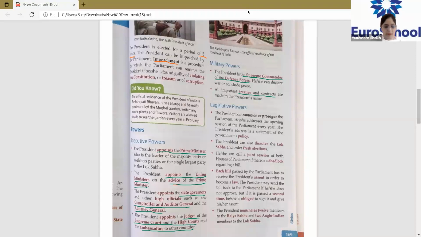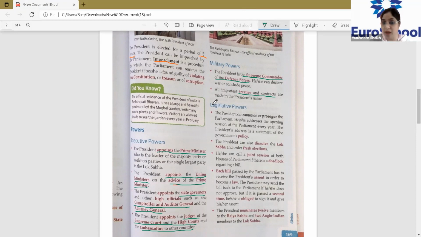Okay. Now, I remember discussing the powers also of the president. Now, let's discuss the military powers. What are the 2 military powers of the president? Ma'am, all the important treaties and contracts are made in the president's name. Correct. And second, the president is the supreme commander of the defense force. Correct. Okay. Now, let us see the legislative powers.